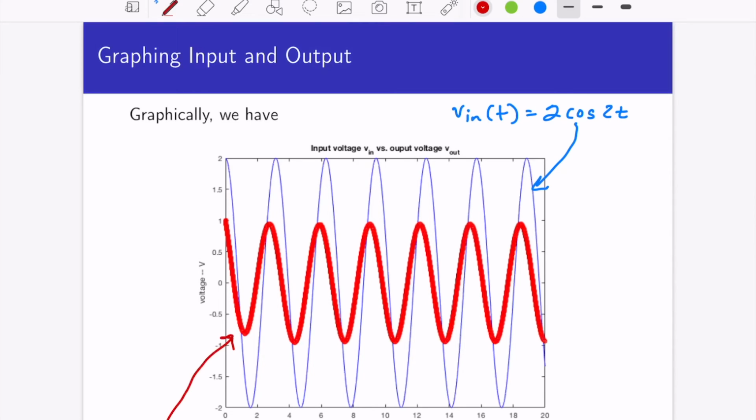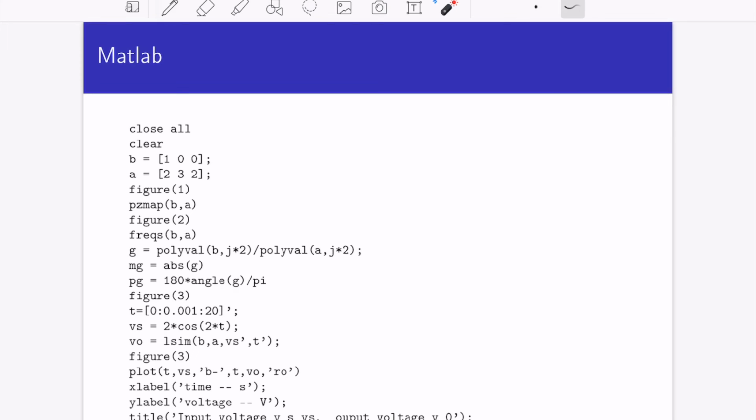So you see that the input goes from 2 down to -2. The frequency, if you wanted to look at it, you could calculate it. It is 2 radians per second. The frequency of the output is also 2 radians per second. But you can see there is a phase change between them, and that is because Vout is at an angle of 45 degrees. So here's the MATLAB code to make all those plots in case you wanted to see it.